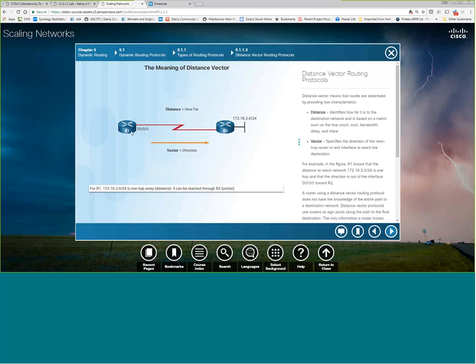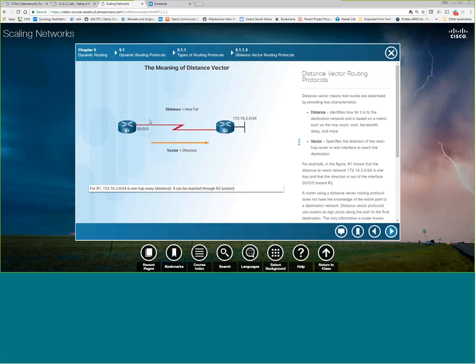Now, here's an important concept. Notice R1 doesn't know about anything that R2 is doing on the other side. In this case, the network is one hop away. But if this network was 3 hops away off of another router, R1 only sees the path based upon its vector. It doesn't have an overall view of the topology of the network. That is a key point with most distance vector routing protocols.